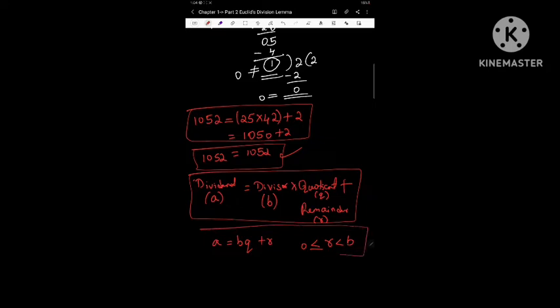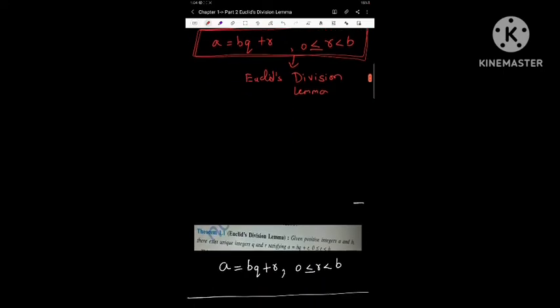Right? So this is what is interestingly called Euclid's division lemma. Easy, right? Yeah. So this whole equation is called Euclid's division lemma. So now let's look at the statement given.